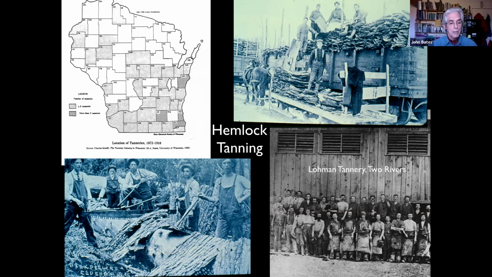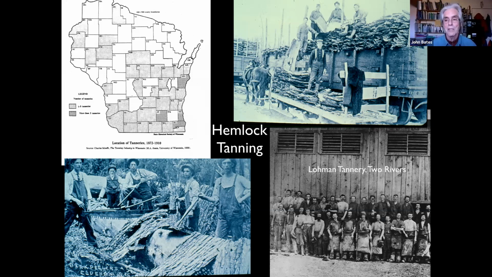You see the picture in the bottom. The bark peelers, they were peeling the bark in June, fighting black flies and mosquitoes. It would be a hell of an awful job. Loading that bark then on trains when trains finally got up here, or taking them by sleigh to the local tanneries. And here's a picture of some of the workers in the Lohman Tannery in Two Rivers. And it was not a pleasant job, to say the least.